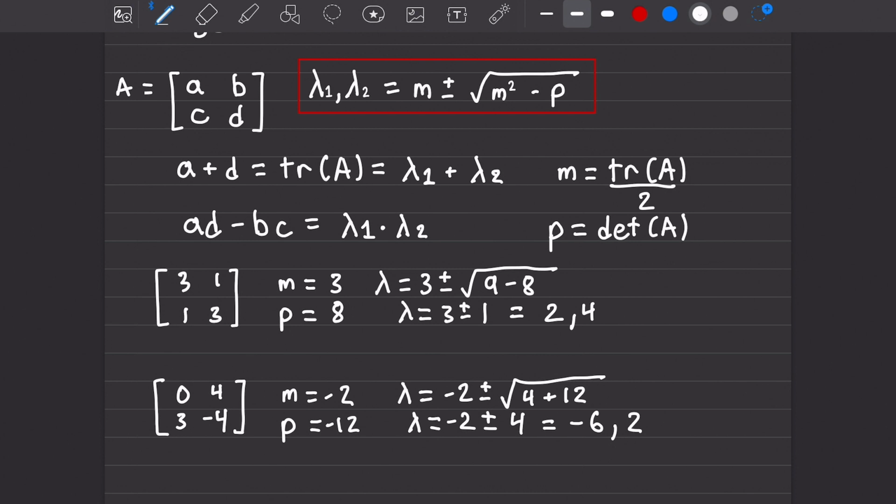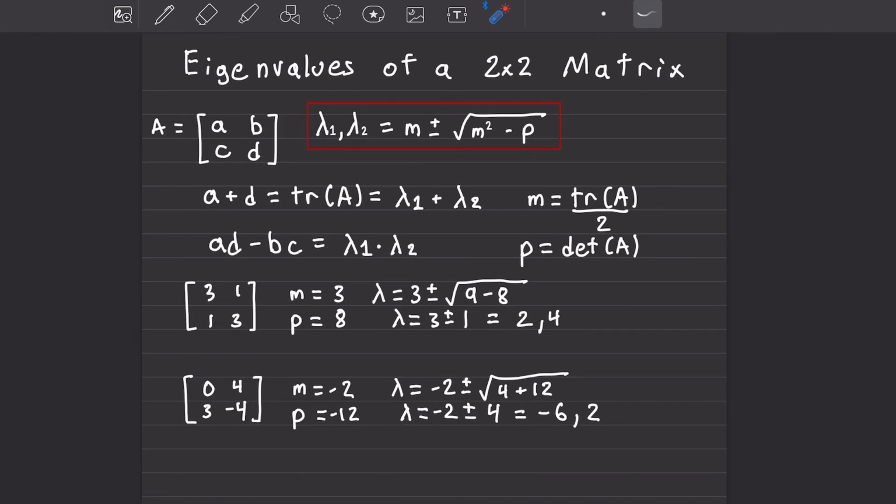So this is really nice, and it's super fantastic because it covers every single 2x2 matrix that could possibly exist, right? Let's say you have repeated eigenvalues. In that case, maybe you can predict that the square root will just be 0. So then M plus or minus 0 is just M. So that's a repeated root. And if your M squared minus P is negative, then you will get imaginary eigenvalues. Now, understandably, not everyone is interested in that, but this is a very, very efficient trick for finding the eigenvalues of a 2x2 matrix.